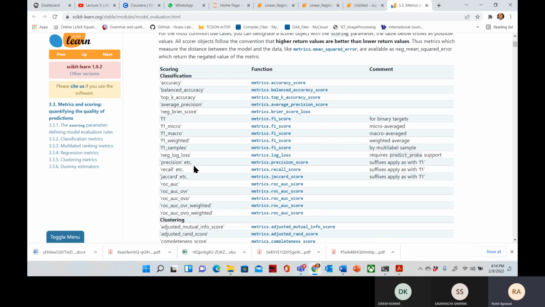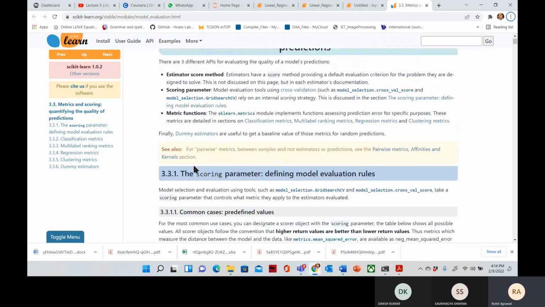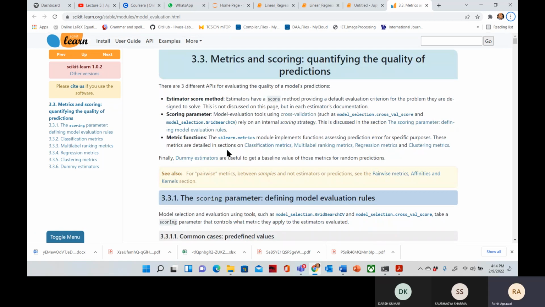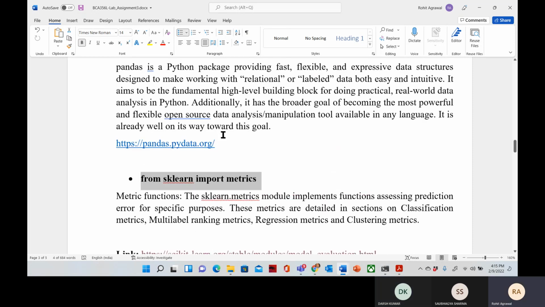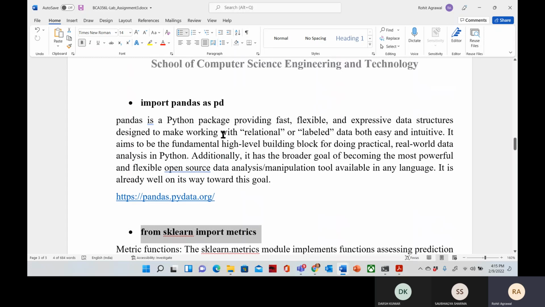So for the performance measures, we need to use this one: from sklearn import metrics. Clear? For prediction error, or for some specific purpose. For a larger example, I will show you this. This is clear? Yes, sir. Okay, if this is clear, then the next one is Pandas.